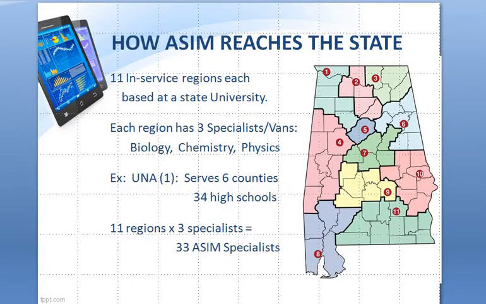How does ASIM reach the state? Well, it has 11 in-service regions, each based at a state university. Each region has 3 specialists, 3 trucks, vans. That's biology, chemistry, and physics. So, for example, UNA, which is Region 1, right here, we serve 6 counties and 34 high schools. So we have a total of 33 Science in Motion specialists throughout the state, providing professional development and on-site assistance to teachers.